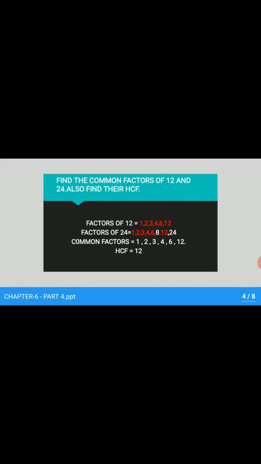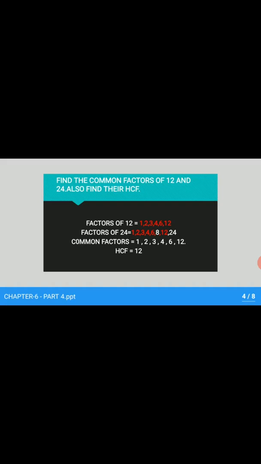Then I will write the factors of 24. Firstly comes 1. Then 2. Then a factor of 24 is 3 because it comes in the 3 table. Then 4, then 6, then 8, and then 12 because 2 twelves are 24, and at the end 24 itself.